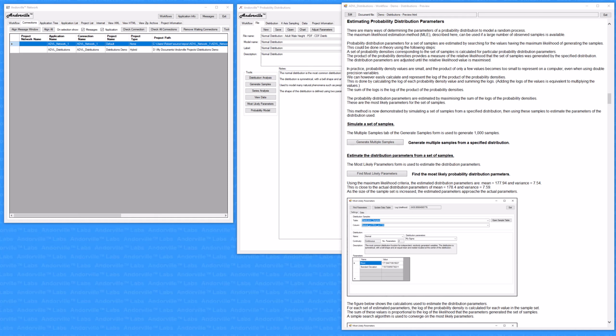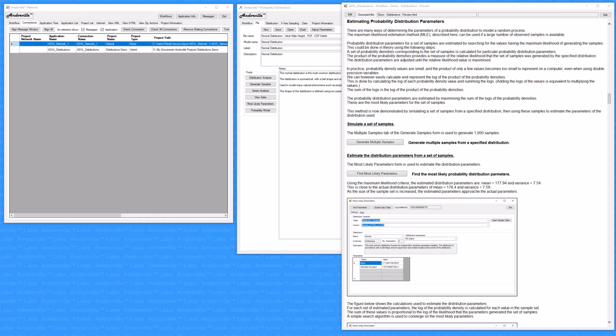In practice, probability density values are small, and the product of only a few values becomes too small to represent on a computer, even when using double precision variables. We can, however, easily calculate and represent the log of the product of the probability densities. This is done by calculating the log of each probability density value and summing the logs. Adding the logs of the values is equivalent to multiplying the values. The sum of the logs is the log of the product of the probability densities.